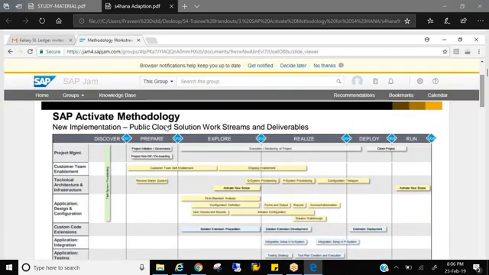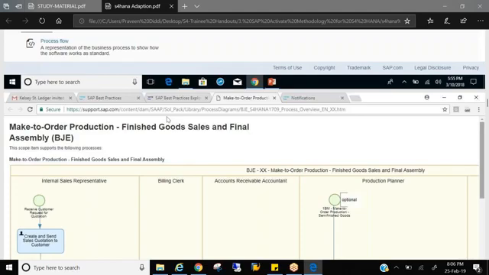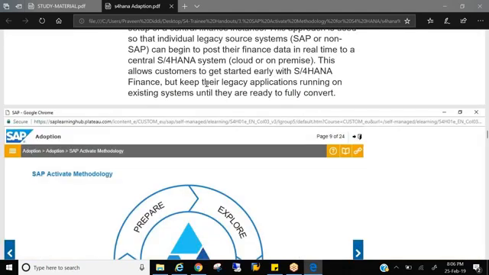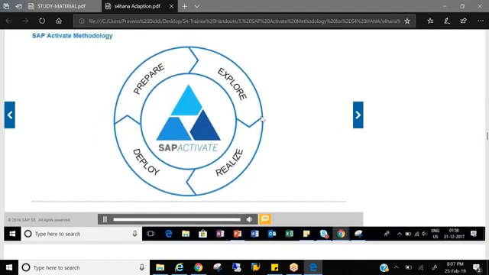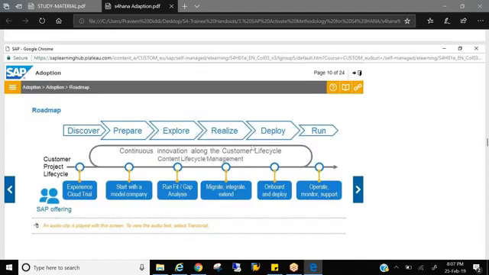You really don't need to know this as of today, but as I told you, if you go for an SD interview, for sure they ask questions on S/4HANA as well. So at least to crack the interview level: before prepare it is discover, after deploy it is run. So technically it shows 6, but only 4 steps: prepare, explore, realize, and deploy. This is the new Activate methodology.